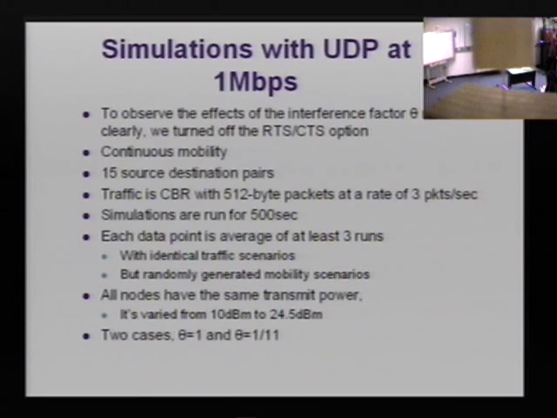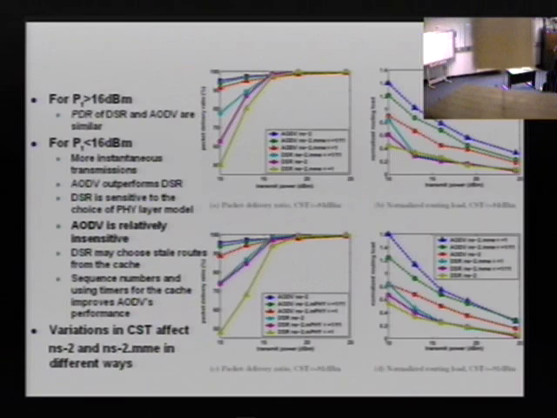Each data point is the average of at least 3 rounds with identical traffic scenarios but randomly generated mobility scenarios. All nodes have the same power in a single scenario, but as you see, it's varied from 10 dBm to 24.5 dBm, which is the default power setting in NS2. So these are the results.